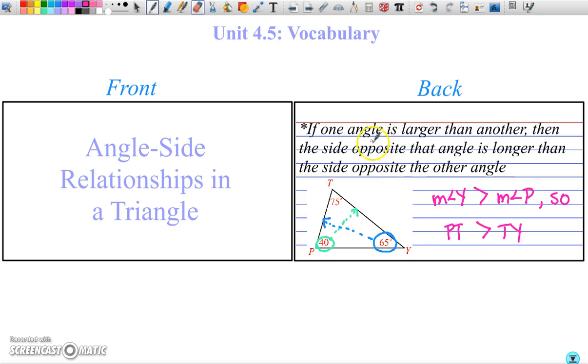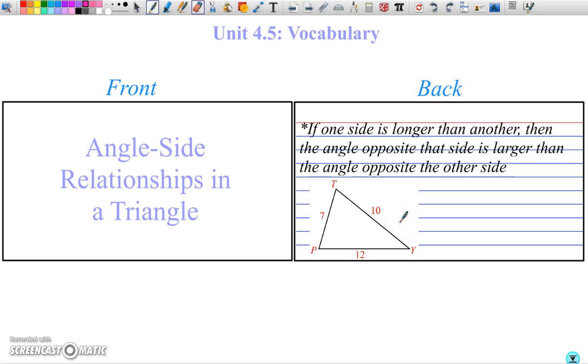And it's a pretty simple concept. It makes perfect sense. If the angle is larger, that means it's opening up further, which means the ends of the angle are further apart from one another. The next one that we have is the opposite.